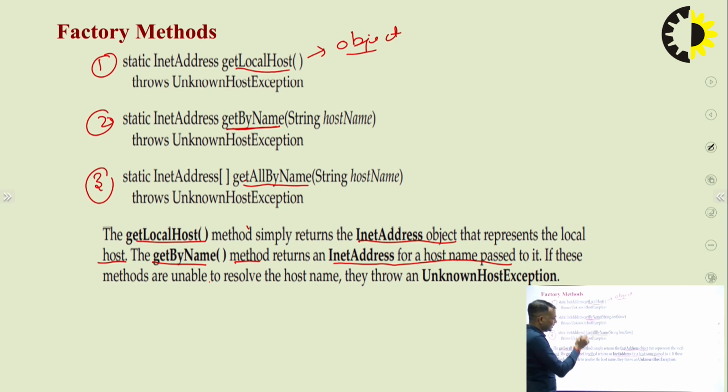In all three methods, if it cannot provide the object, the host name, or all the host names of the devices, it may throw an exception. So every one of these methods should declare throws, and the type of exception is UnknownHostException.